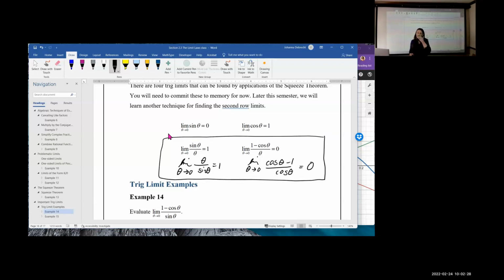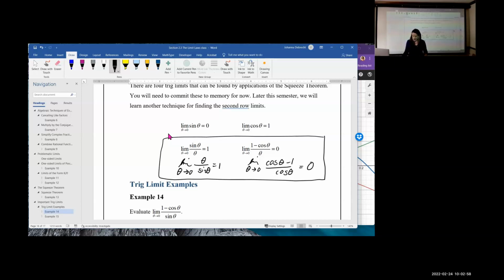For right now, at this point in the semester, you have to memorize these. There's no other way to do it. They're just ones you have to memorize. Later this semester, we'll learn a better technique called L'Hopital's rule that will let you evaluate these very quickly and very easily, and you won't have to memorize them anymore. But for right now, you just need to memorize them, okay? And I think I put 2 examples in here so that we could work through a couple of them.